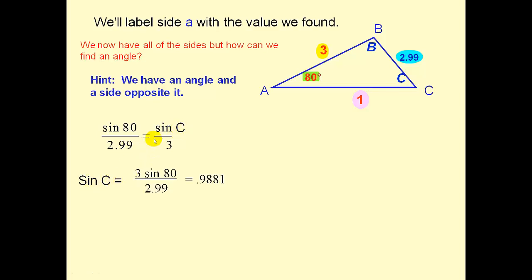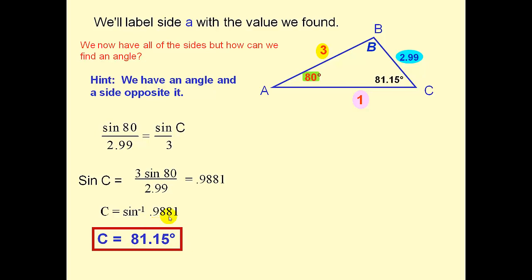The sine of C then, if we multiply both sides by 3, is equal to 3 sine of 80 degrees divided by 2.99, and that is equal to 0.9881. Now we've got to take the inverse sine of 0.9881 to find angle C, and angle C is 81.15 degrees. Make sure you're in degree mode.